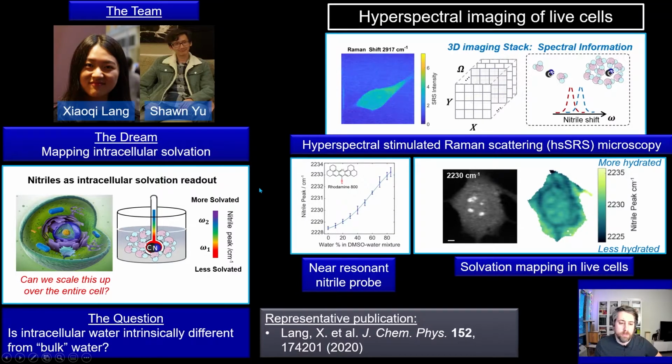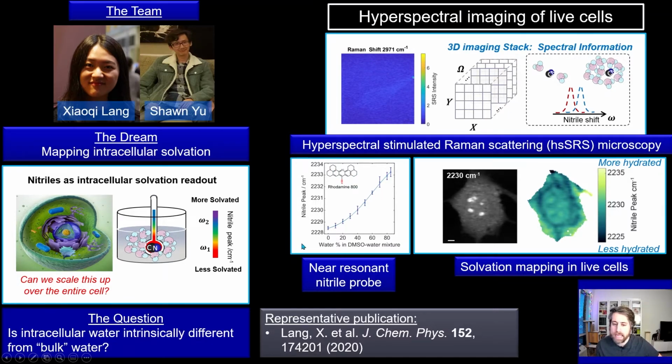And what we've been working on doing is scaling that up to the entire cell. So we imagine, take this whole cell, scatter nitriles all around, and just start to see how is the solvation different at different parts in the cell. So we want to know is the intracellular water intrinsically different from what we normally think of as bulk or free water that we would just have in kind of in a test tube. So the way we do that is we do hyperspectral imaging of live cells. We do a hyperspectral stimulated Raman scattering microscopy, wherein we can take images, vibrational images of cells at different vibrational frequencies. And this allows us to get the actual chemical properties at different areas in the cell.